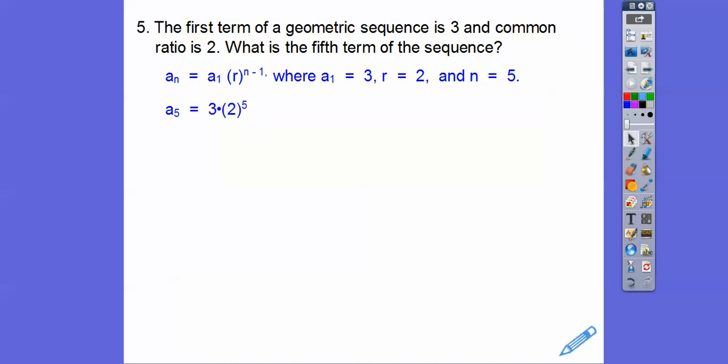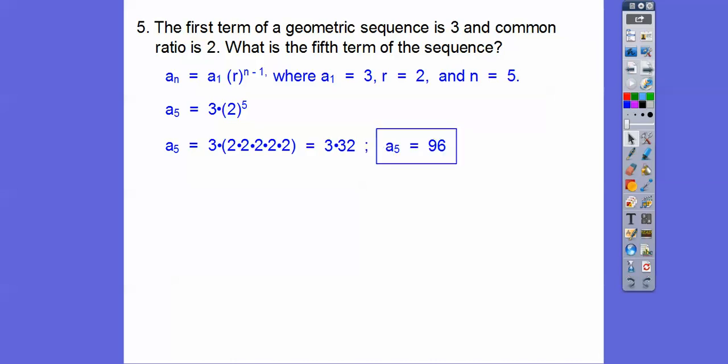Now we're going to do 2 to the 5th. So we have to do the exponent first. So 2 times 2 times 2, and 2 more. So 5 2s. 2 times 2 times 2 times 2 times 2 gets us 32, so 3 times 32 is 96.